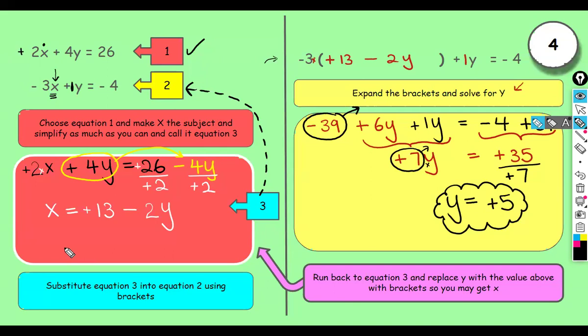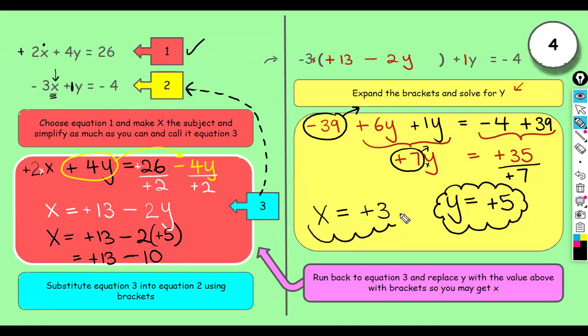So we run back to equation 3. We have positive 13 minus 2, and we just figured out y is positive 5. 2 by 5 is 10. Negative by positive is a negative. Now, I think some people had x wrong. 13 minus 10 is 3. For the people who are saying it's 2, just check it back now. I'm pretty sure I didn't make a mistake there. X is positive 3.